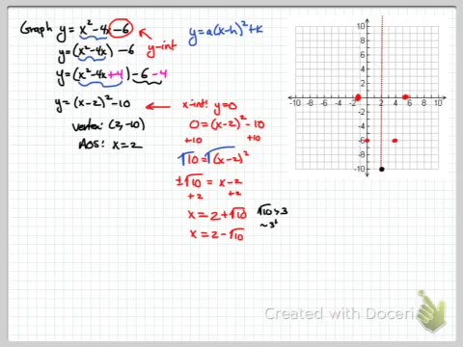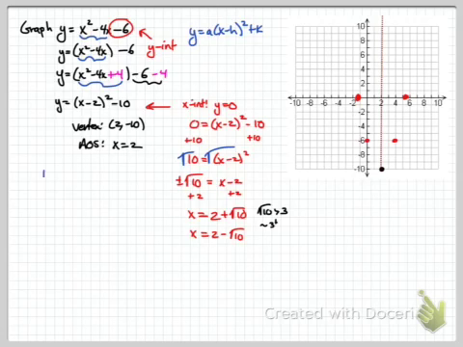Maybe it would be nice to find one more ordered pair. You know what, I think we're looking pretty good here. I'm not exactly sure what our parabola is doing in this area, so maybe I'll try a 3 or a 1 as an x-coordinate and find out what the corresponding y-coordinate is.